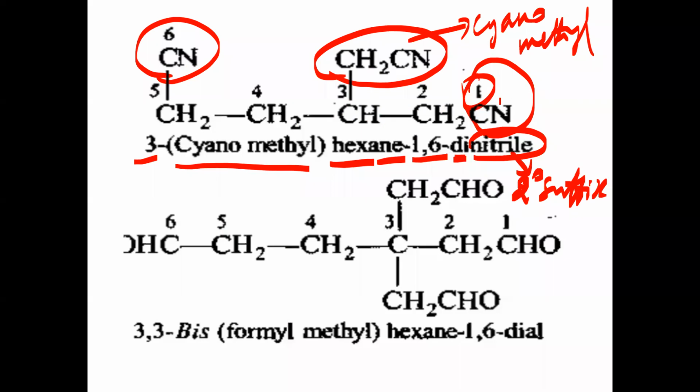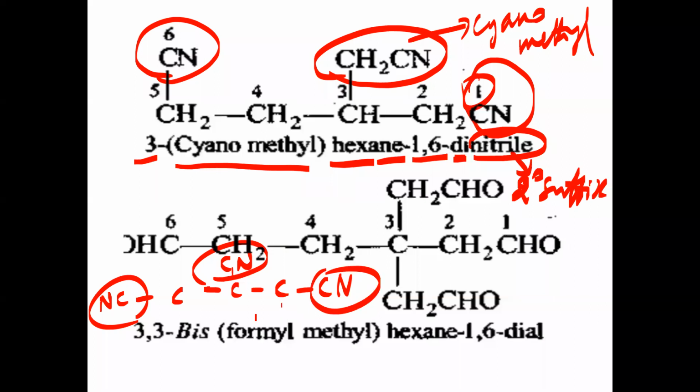But we are not using carbonitrile here, remember. As the CN groups are seen here, we don't use cyano, meaning carbonitrile. Carbonitrile is used when cyanide groups are directly attached. Suppose this carbon is 1, 2, 3, and cyanide is there, here and here. In this case, three cyanide groups are directly attached, and the numbering will be 1, 2, 3 only. Now we have to use carbonitrile as the special secondary suffix name.